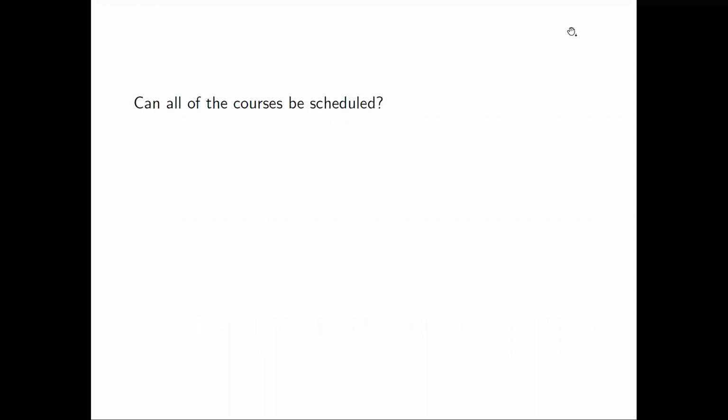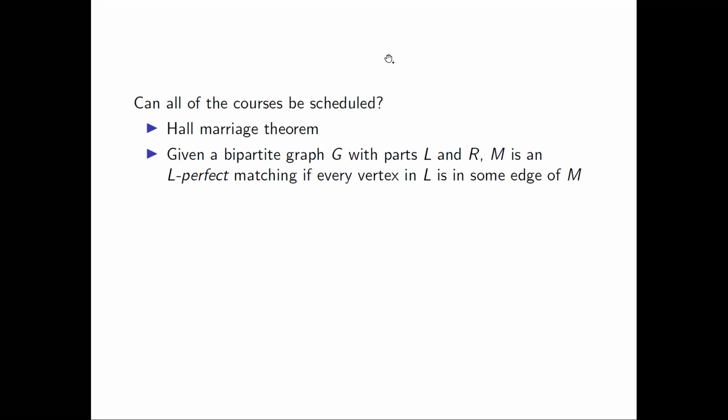So this is the question that we're answering. Can all the courses be scheduled? Like all the courses in this specific time period? And so the name of the theorem that we're going to prove to answer this question is Hall's marriage theorem. And in order to state the theorem, I want to introduce some terminology.